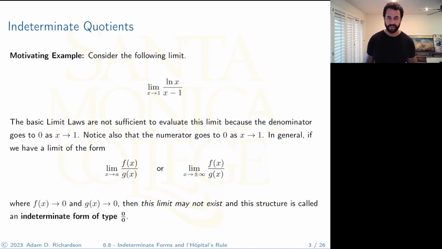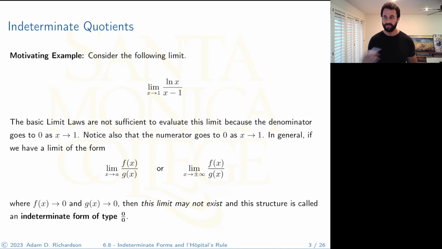So let's get started. We're going to begin with a motivating example, and let's just think about this limit for a minute. The limit as x approaches 1 of the function ln of x over x minus 1. The thing to notice here is that when x goes to 1, natural log of x goes to 0. And when x goes to 1, x minus 1 also goes to 0. So what's happening here is that you've got a limit where the limits of the numerator and the denominator are 0 and 0.